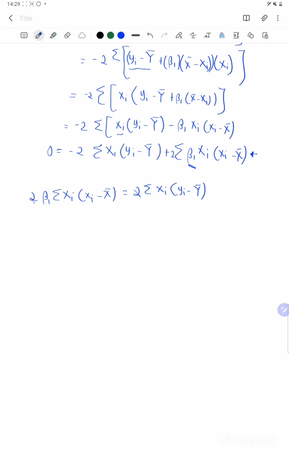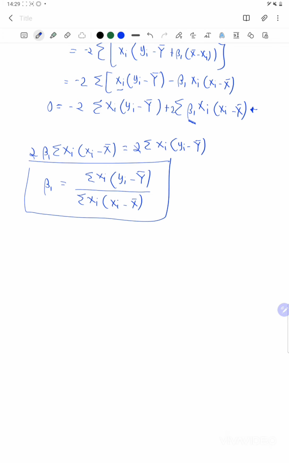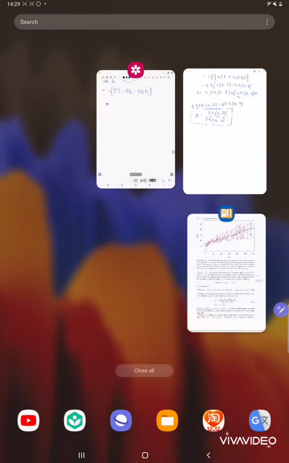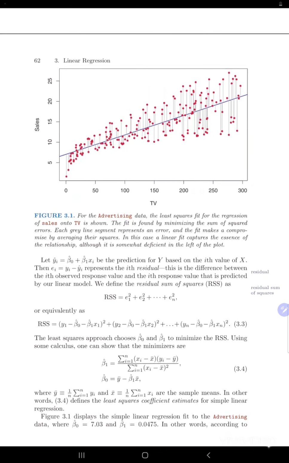Then we will cancel this. So theta 1 is the summation of xi yi minus y all over xi minus x. So actually this is our formula. So let's check. It's a bit different, so we just need to do some algebraic manipulation.